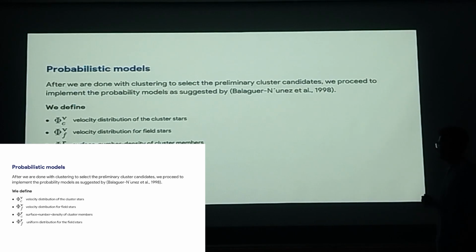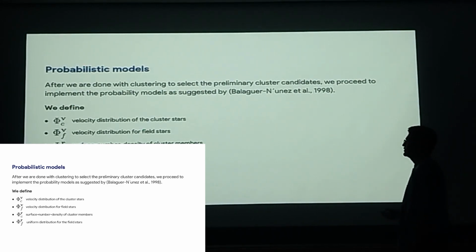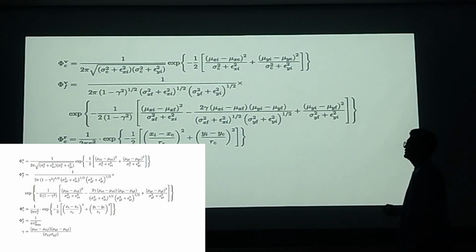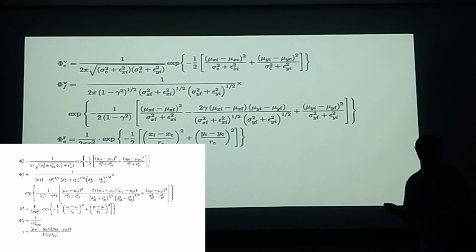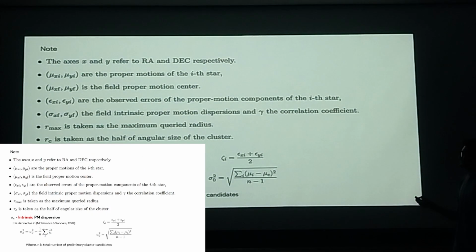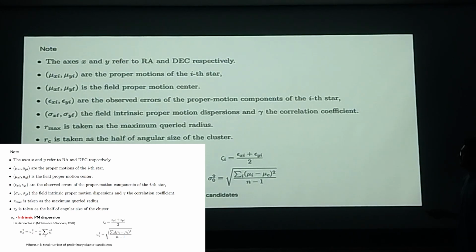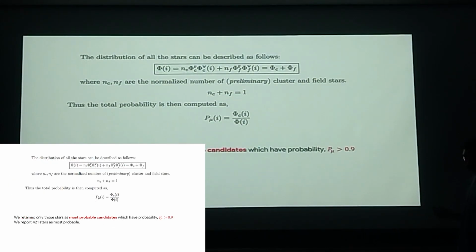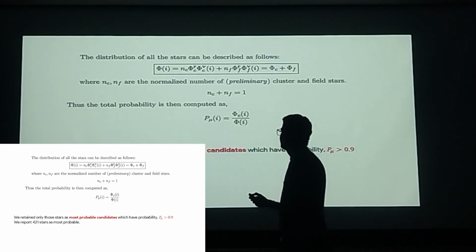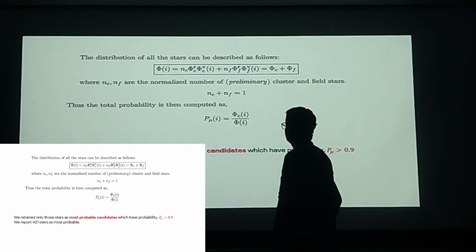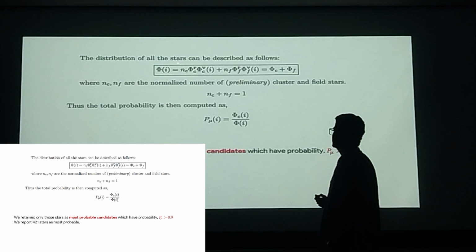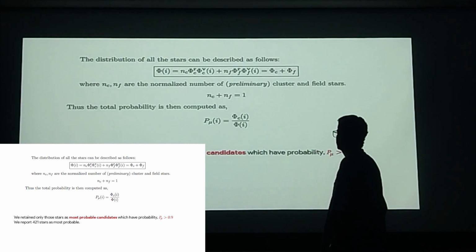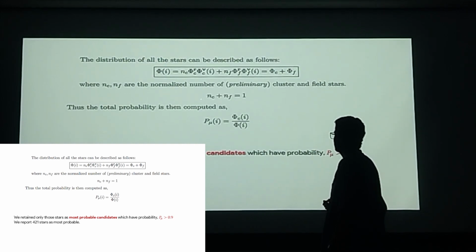Now we would like to implement probabilistic models. So we define these distributions. The terms, this is sigma c, this is the formula, the intrinsic PM dispersion. And the important thing is this. You see, this is the total distribution. This phi i is actually the cluster part plus the field part, which is phi c plus phi a, and they are normalized.